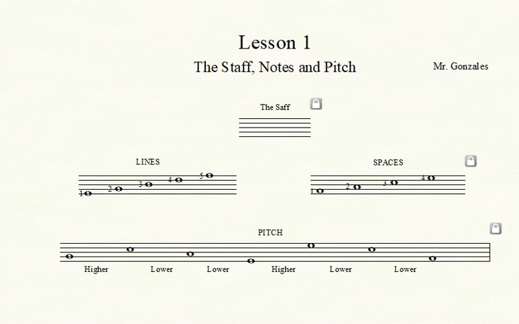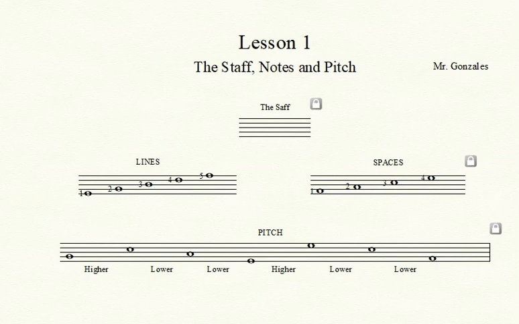Music is written on a staff of 5 lines and the 4 spaces between. Music notes are oval-shaped symbols that are placed on the lines and in the spaces. They represent musical sounds called pitch.